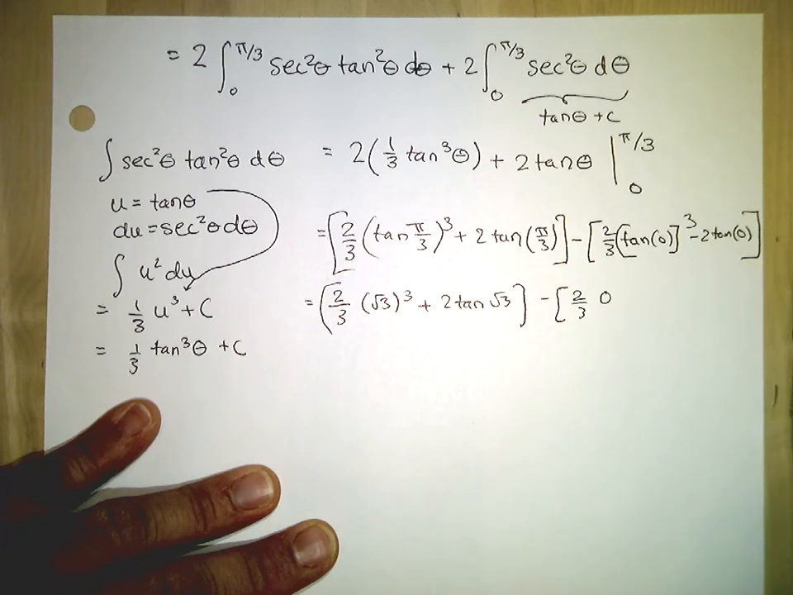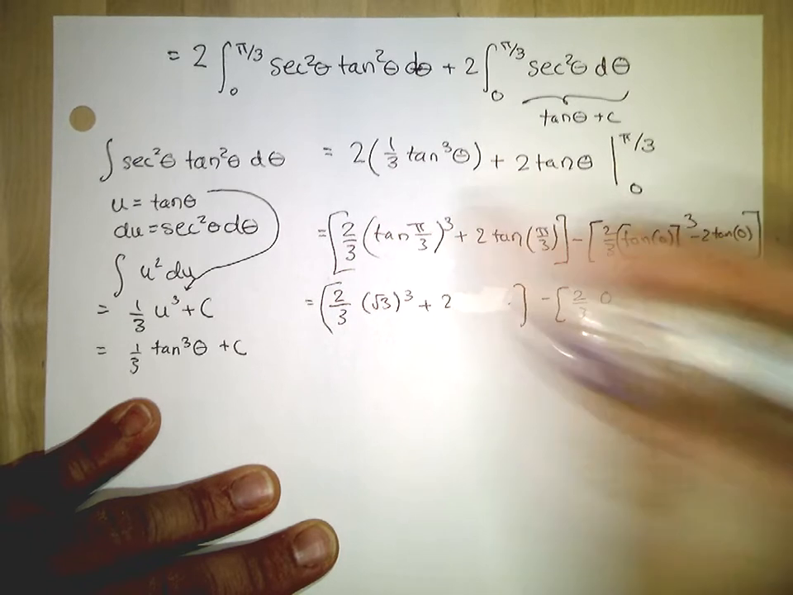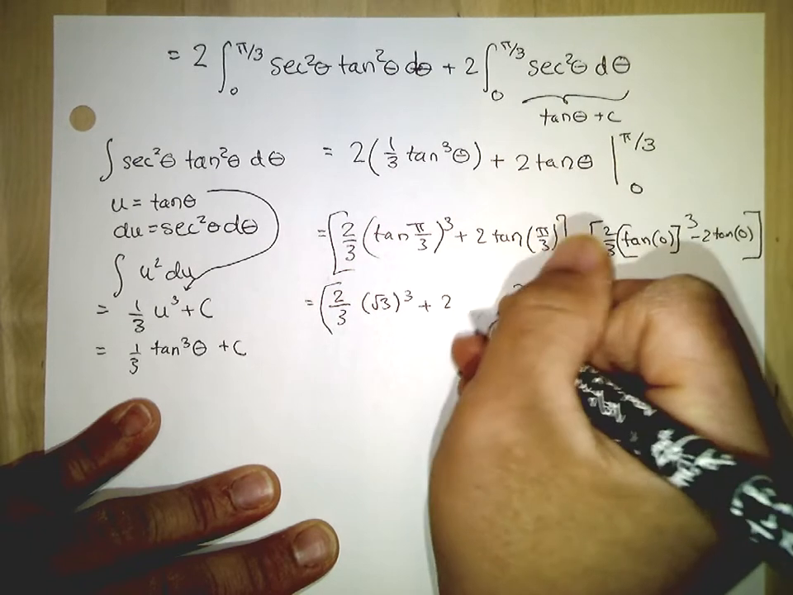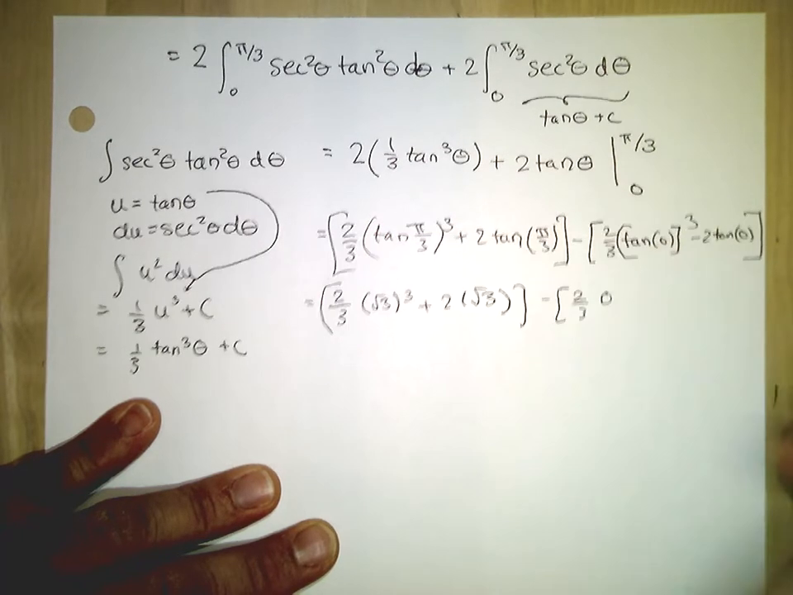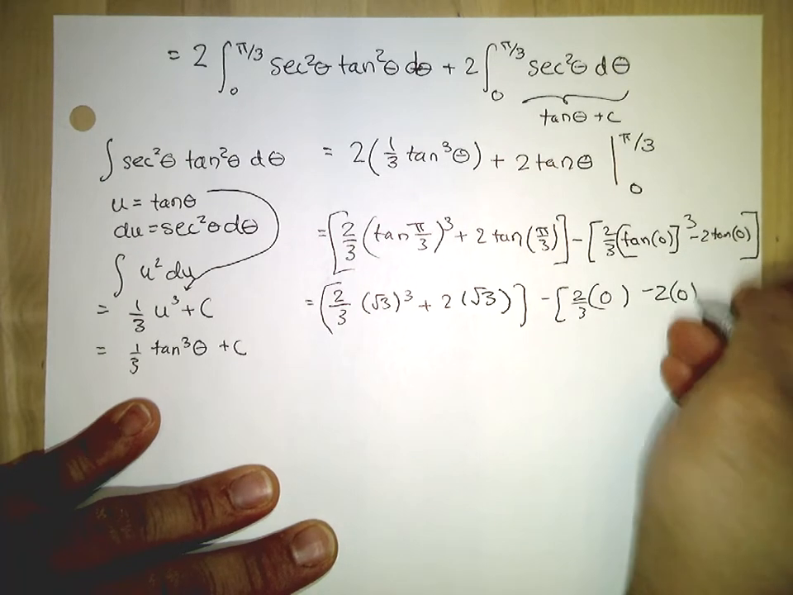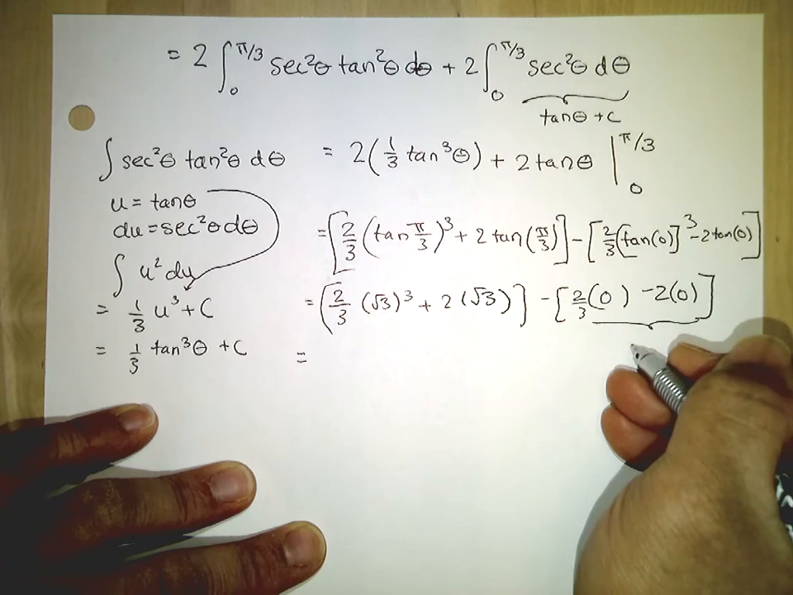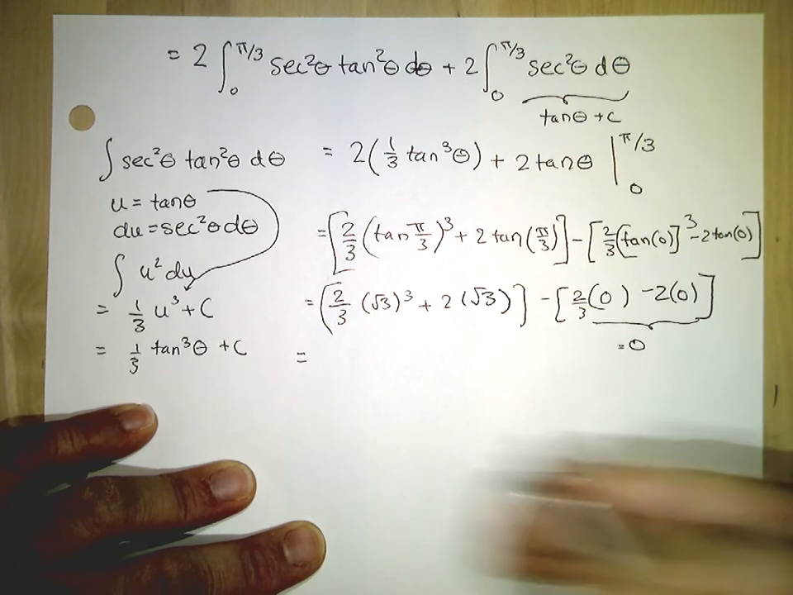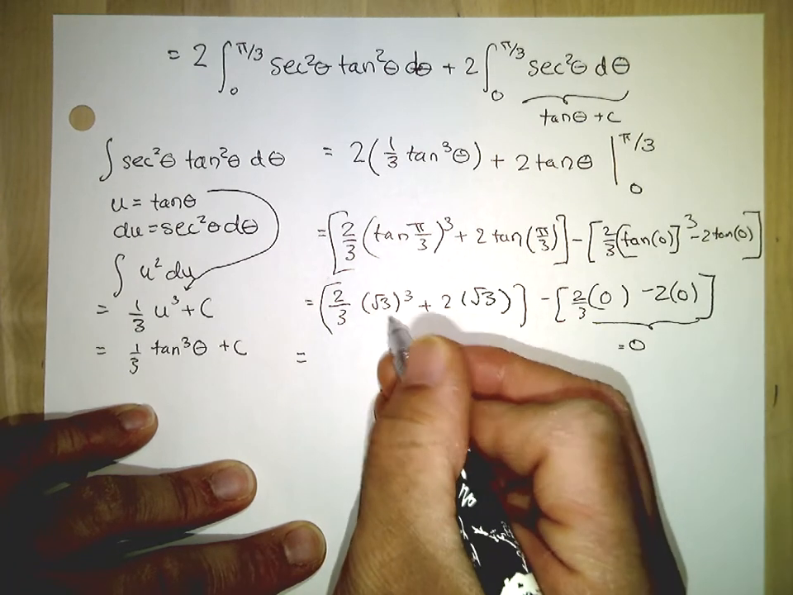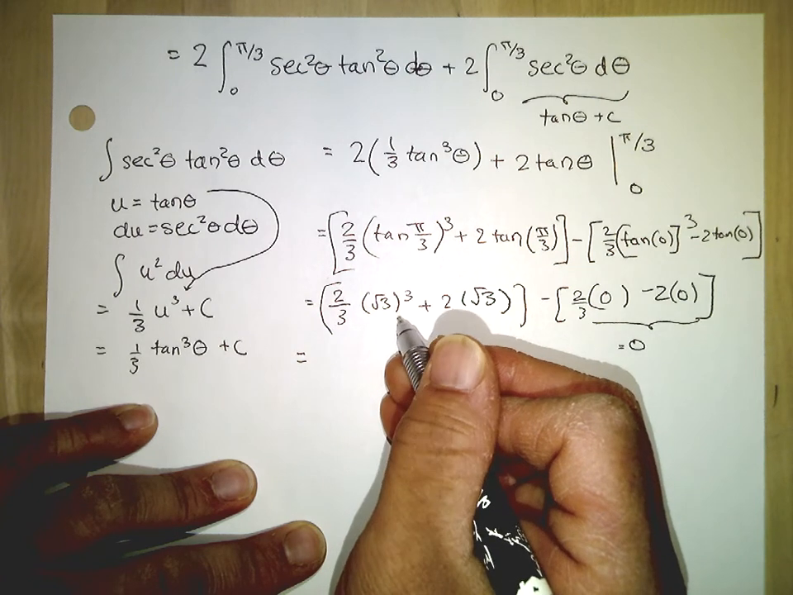Oh, sorry, I didn't mean to write tangent here again. So tangent of pi over 3 is square root of 3, and then minus 2 tangent of 0 is 0. So this entire part here is 0. So the square root of 3 to the third actually is 3 square root of 3.